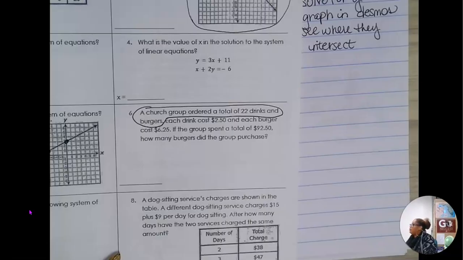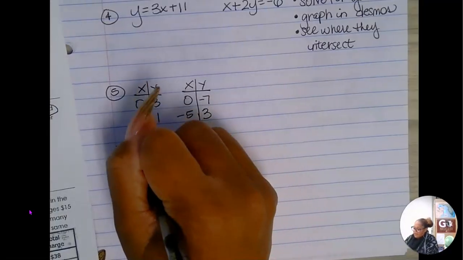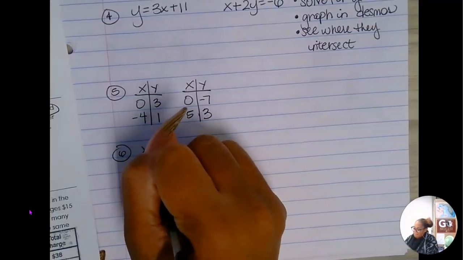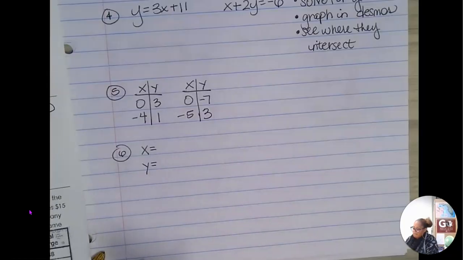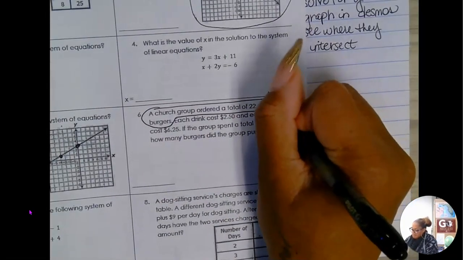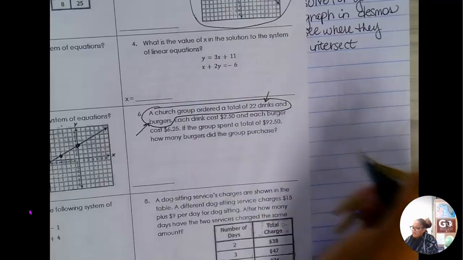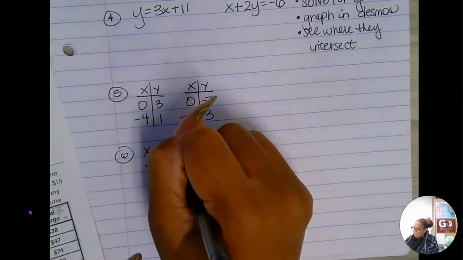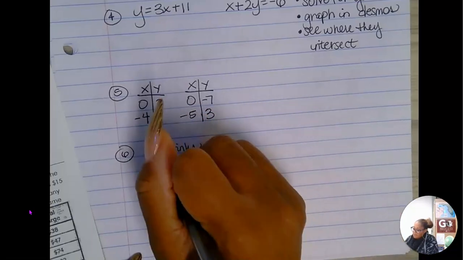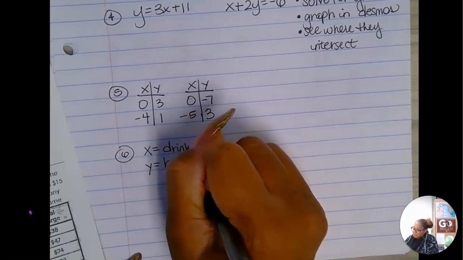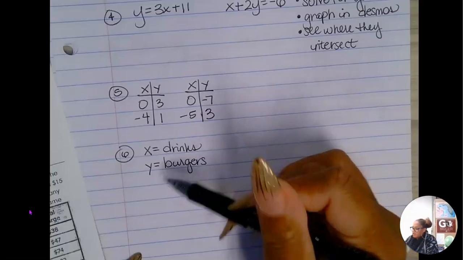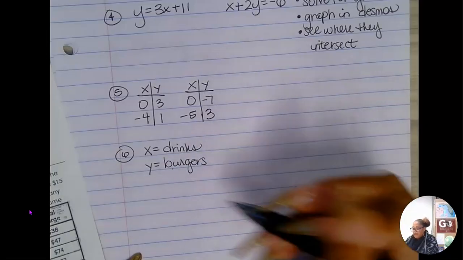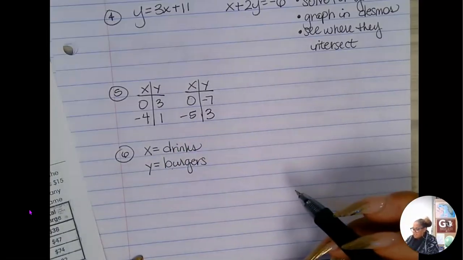So since we don't know, what do I need to apply? Who's the unknown? X and Y. X is my, what do I not know? My drinks and my burgers. So X will be drinks. Y will be burgers. You can also use D and B, but I prefer X and Y. It just makes the most sense.